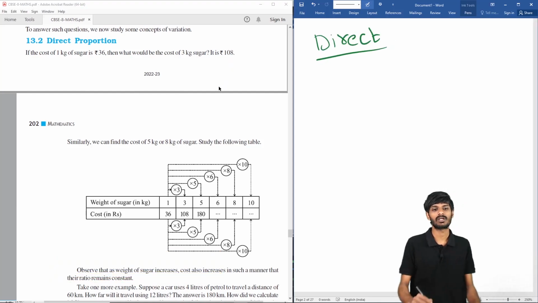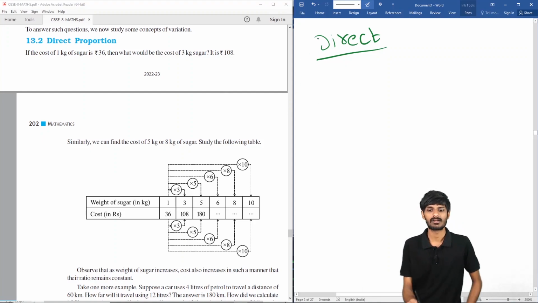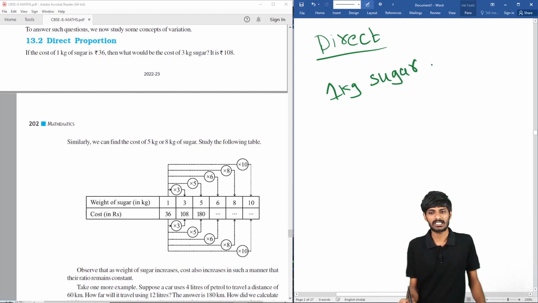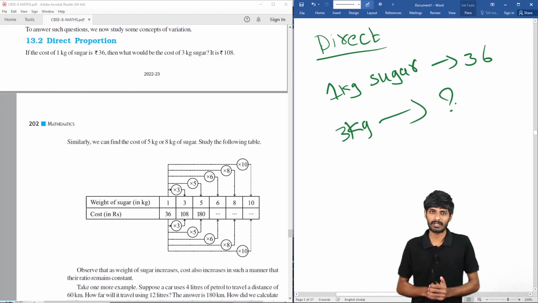Direct proportion. Okay. If you take a look at it, the first thing is, if the cost of 1 kg sugar is 36 rupees, then what is the cost for 3 kgs of sugar? How much do we have to pay to the shopkeeper? Will you know? Yes, we know.